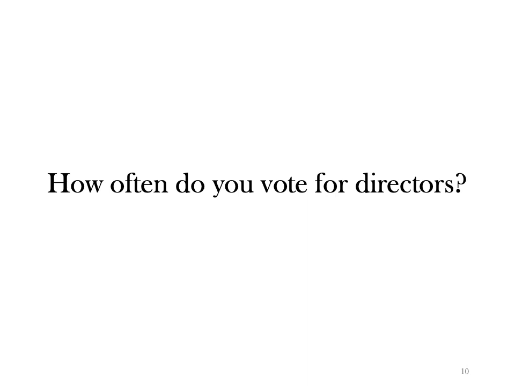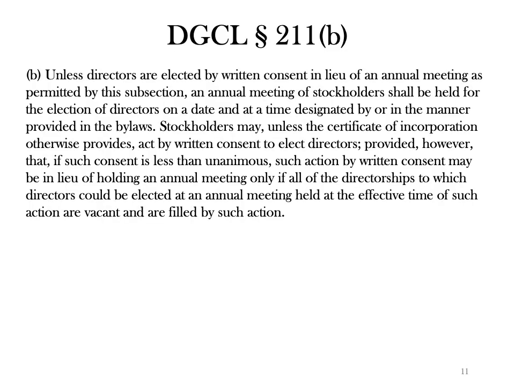Let's talk about electing and removing directors. So we'll walk through this with a series of questions. Our first is, how often do you elect directors? The answer in Delaware law is annually under 211(b). The annual meeting really means 13 months. A corporation has 13 months to hold it.